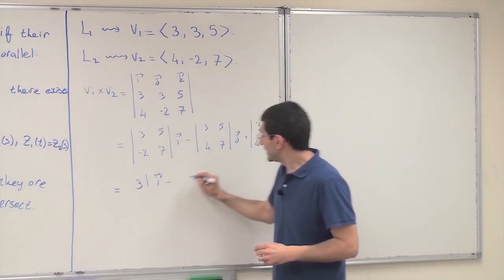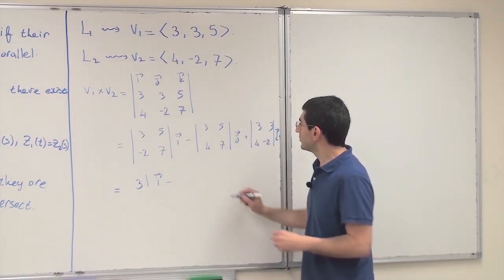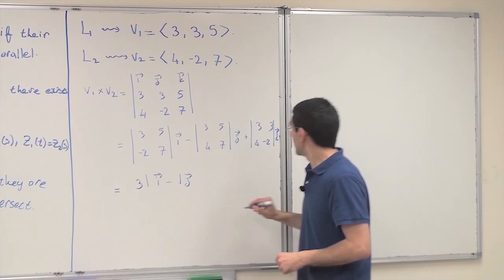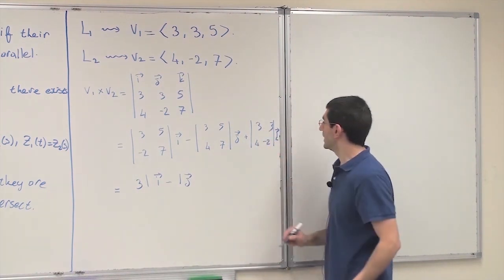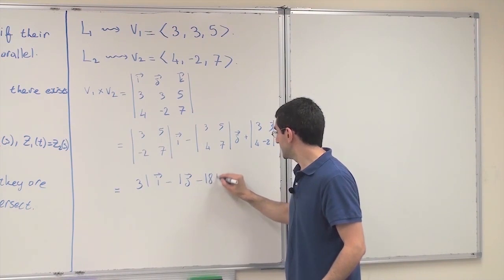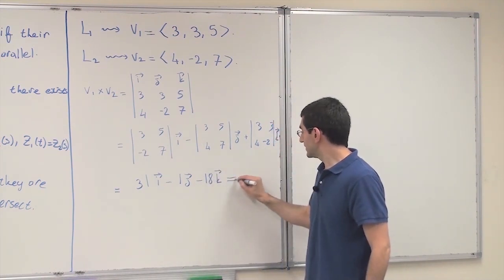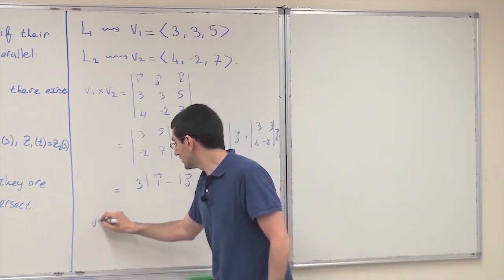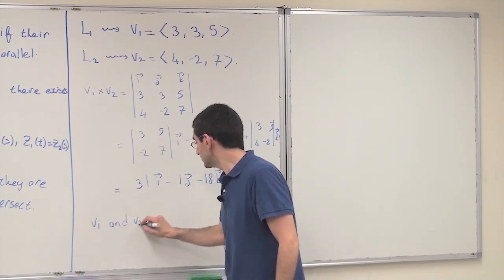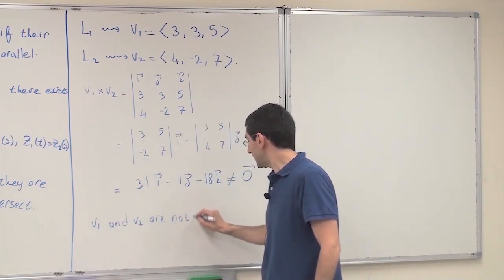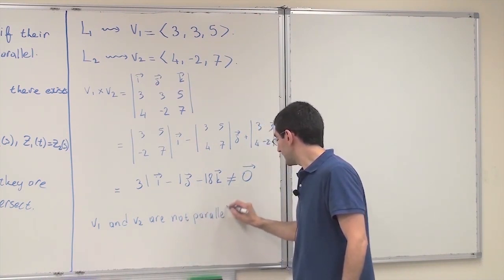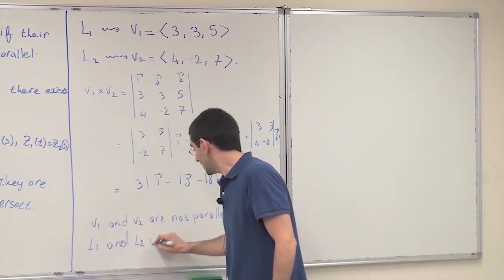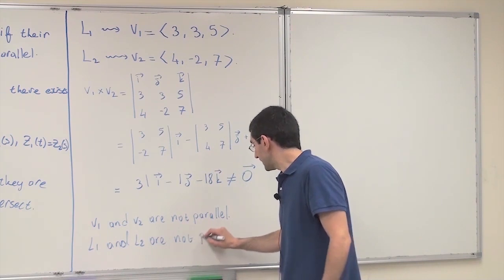But anyway, as I said, let's continue the calculation. We are going to have 21 minus 20, which is 1. And then we are going to have -6 minus 12, which is -18. Okay, so this vector is not a 0 vector. So V1 and V2 are not parallel. And as a conclusion, L1 and L2 are not parallel.